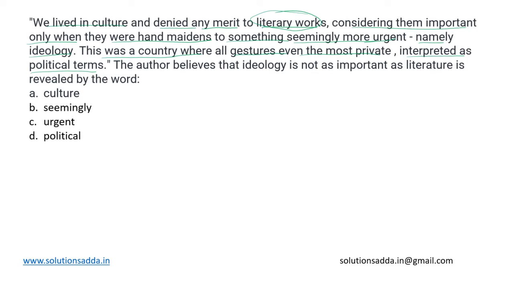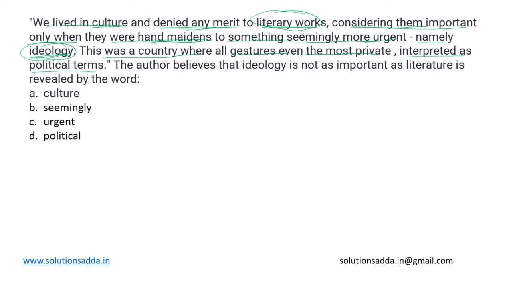First one is literary works, and the next one is ideology. He's basically trying to give some information about a culture in which the people, the society, have such an attitude that they deny any credit to the literary works if they do not comply with their own ideologies. They considered the literature important only if they were handmaidens, which means only if they served or added fuel to their own ideology, and they were not ready to deviate from their own fake ideologies, basically.